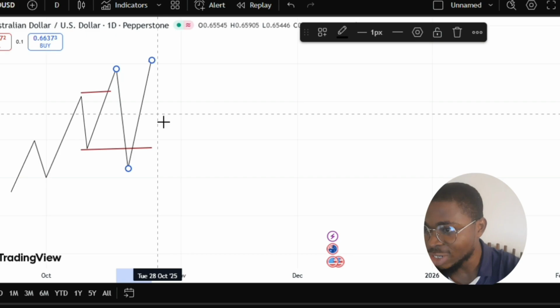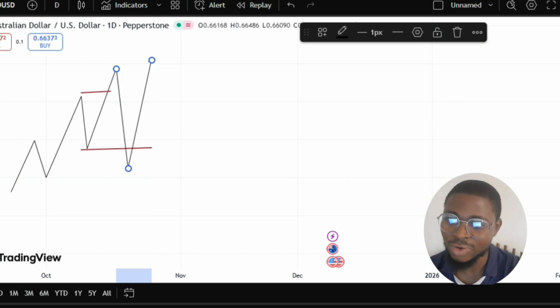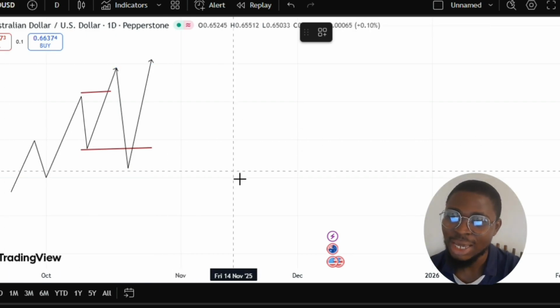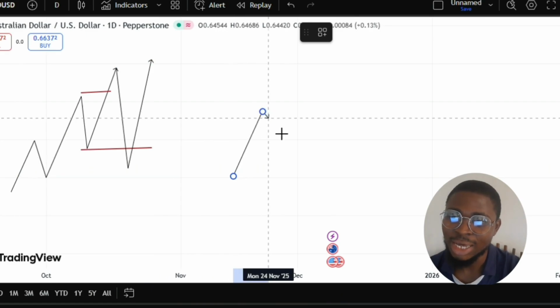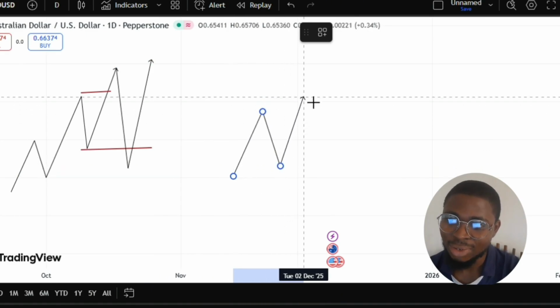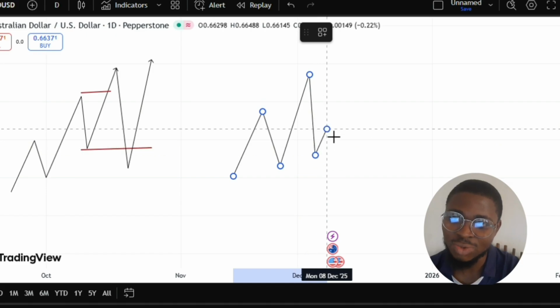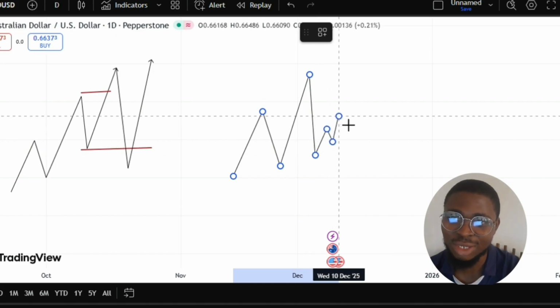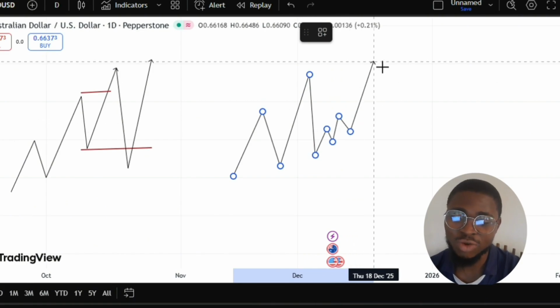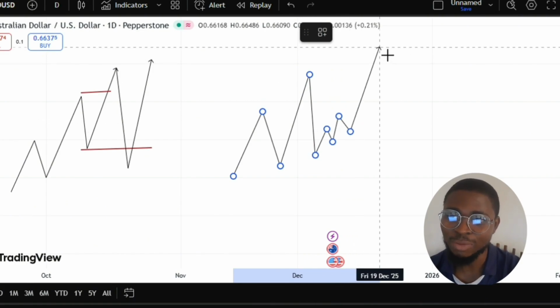The type 2 structural liquidity goes this way. I'll draw a chart schematic right here. Price gives you a higher high, a higher low, a higher high, a higher low, and then price gives you a series of little higher highs and lows within a structure before giving you a big move that breaks an external structure before falling back down.